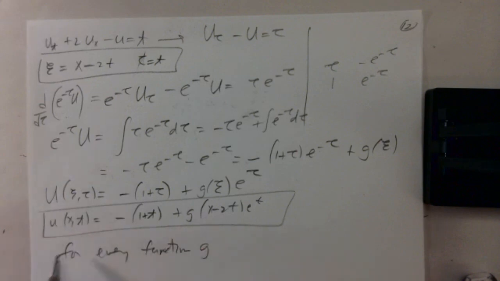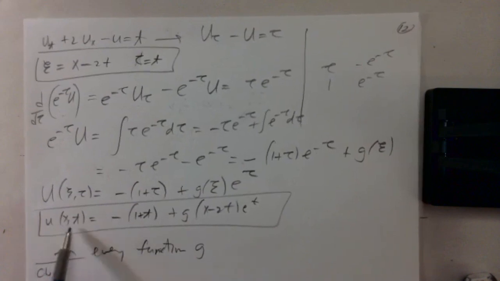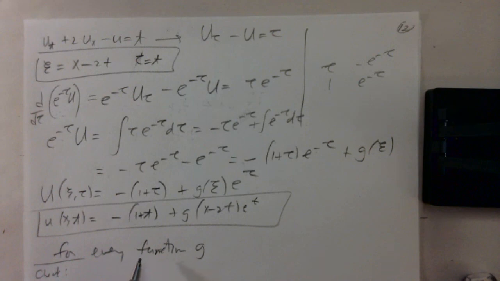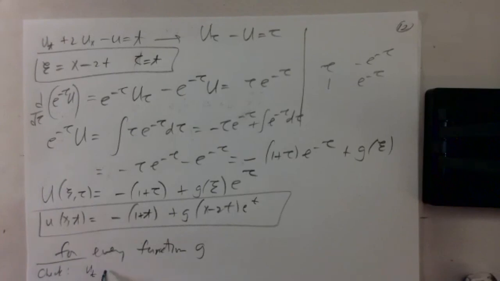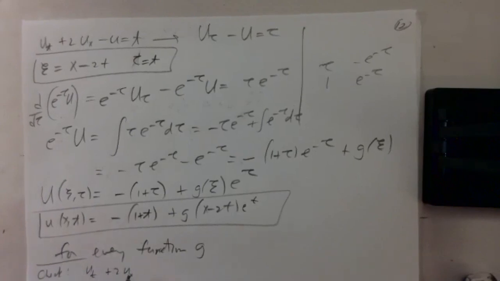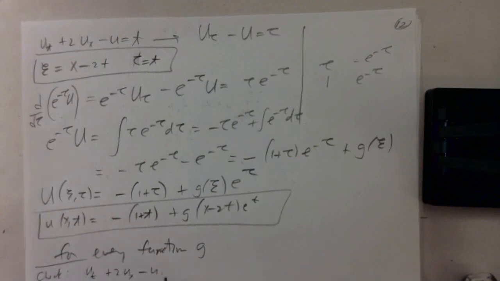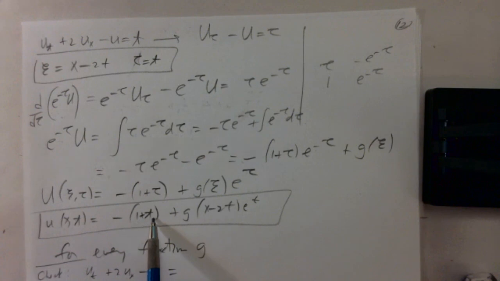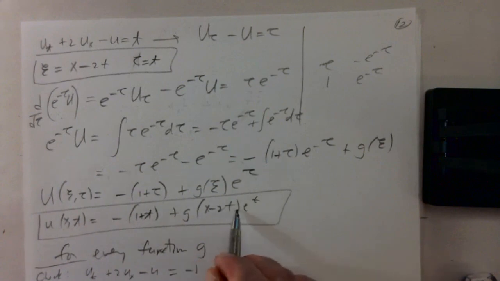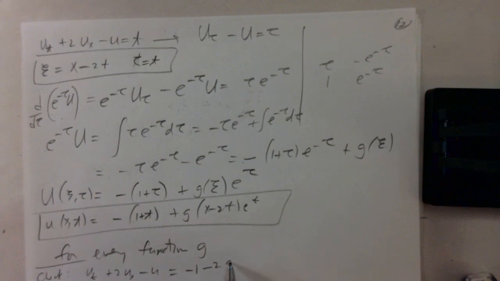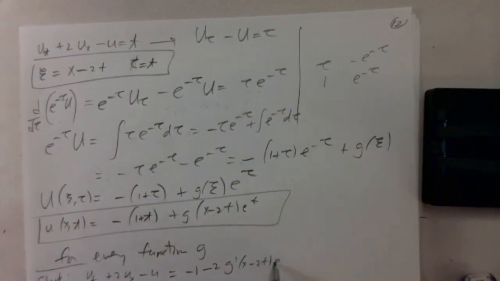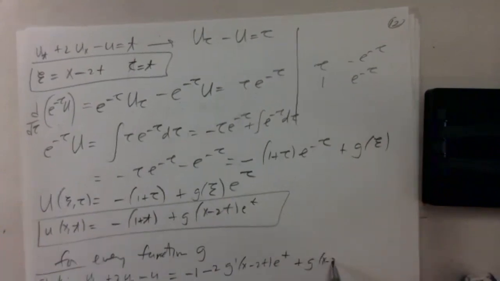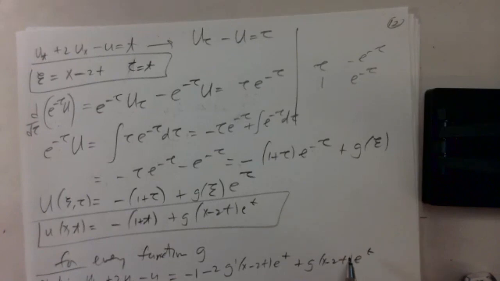Let's just check, by the way, that this solution works. So I have to compute, let's see, what was my original equation? u sub t plus 2 u sub x minus u. Let me calculate that. When I differentiate this with respect to t, minus 1 minus t gives me minus 1. When I differentiate this with respect to t by the chain rule, I get minus 2 g prime at x minus 2t, e to the t, plus g of x minus 2t, e to the t. That's u sub t.